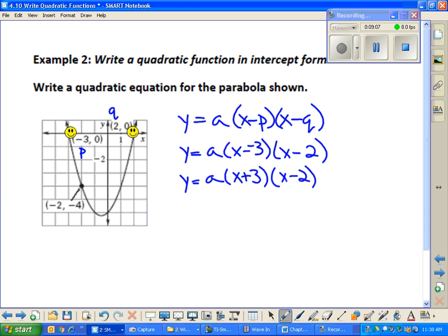They do give me another point to use, right? So remember how to solve for your a. You're going to take this x and y that they give you in the problem. So x is -2 and y is -4. You're going to take those values, plug them in, solve for a.